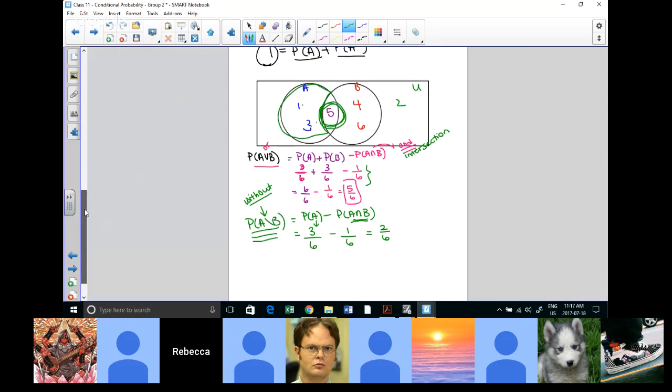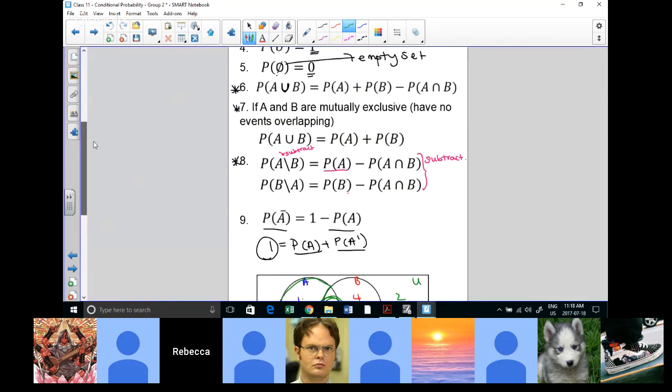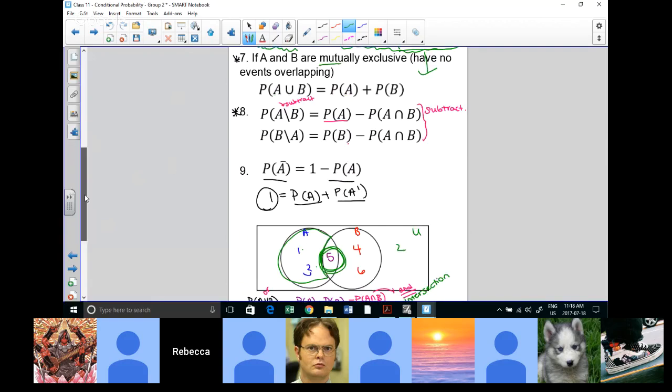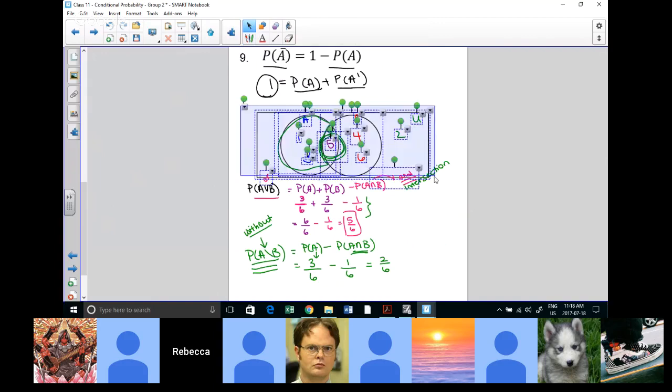One more quick rule. The one we just did before, where we have the A or B. If they're mutually exclusive, meaning there are no events overlapping, then this is 0, right? If there are no events overlapping. So if they're mutually exclusive, we just add those two probabilities. For instance, I will get to your question in a second.